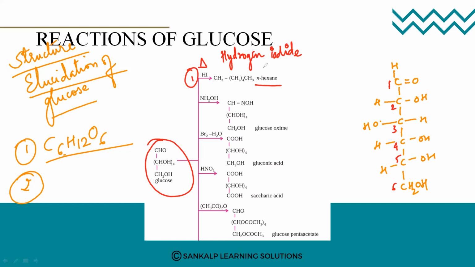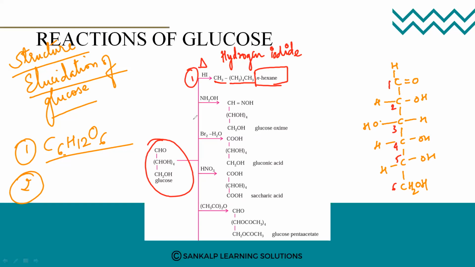This indicates that the six carbon atoms are linked in a straight chain. N-hexane means a straight chain, CH3, CH2 four times, CH3. You can count the carbon atoms: four, five, six. So this confirms that in the structure of glucose, six carbon atoms are present in a straight chain. When you heat glucose in the presence of hydrogen iodide, this gives you n-hexane. These reactions are very important.